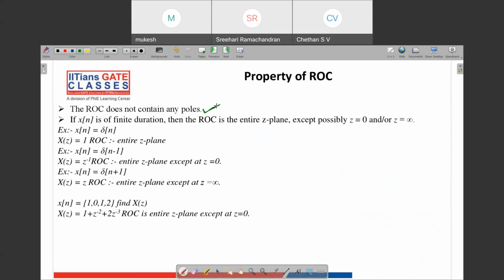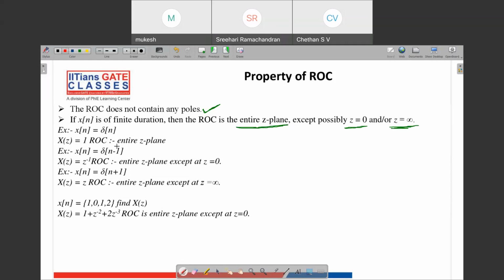Now the second thing is, if you have a finite duration signal, then your ROC will be the entire Z plane. There may be a chance that you have to remove the z equal to 0 or z equal to infinity point for it to converge. Otherwise, in most cases it will be the entire Z plane, except in some cases z equal to 0 you have to remove, or z equal to infinity, or maybe both. So I will give you all three examples.